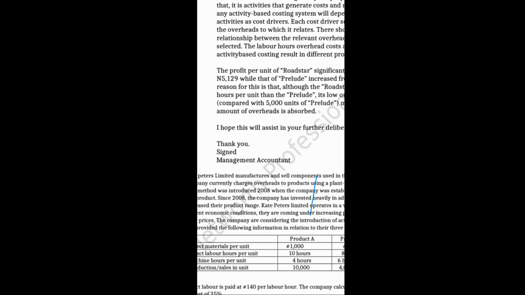The summary of this report is, by using the first method, we allocate overhead using production volume. It means that we produce 5,000 Prelude, we produce 4,000 roadmaster, we produce 1,400 roster. Because we are using production volume based on hour, Prelude will get more overhead cost, and that will reduce the profit of Prelude. Roster will get less overhead cost because it's volume driven. That will increase the profit of roster.